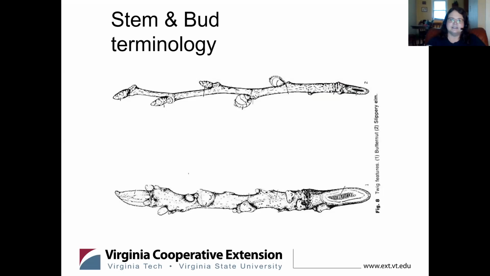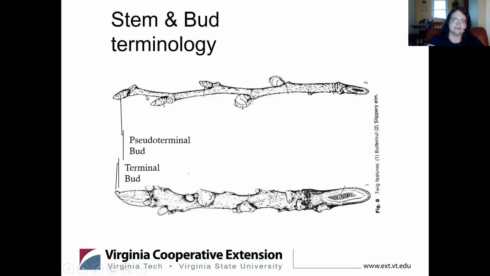So here we have our stem and bud terminology little diagram. Terminal bud would be at the tip. If you read this sideways and turn your head, number one is a butternut, which would be closely related to black walnut and other types of walnuts. And then slippery elm is number two on the top side. So this is a butternut down here, and butternuts are tasty. Some people really like them.